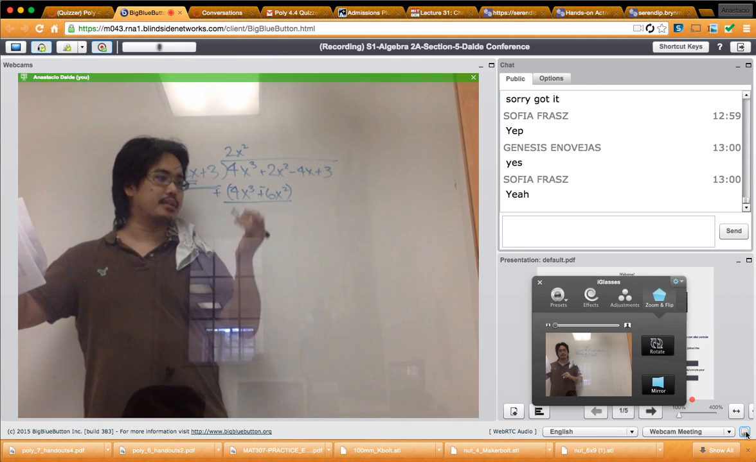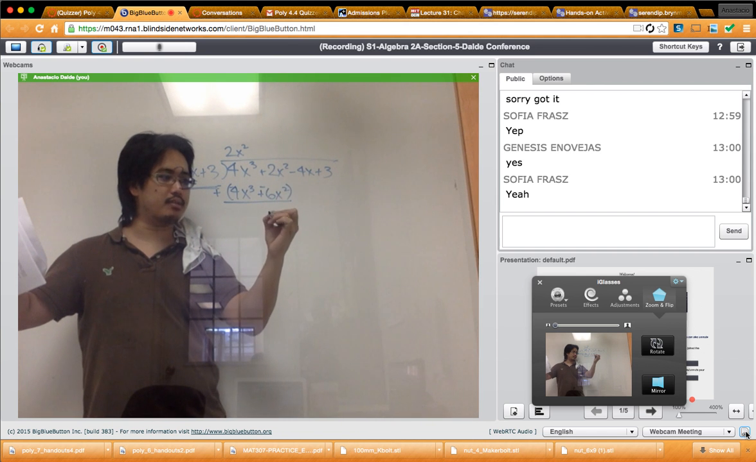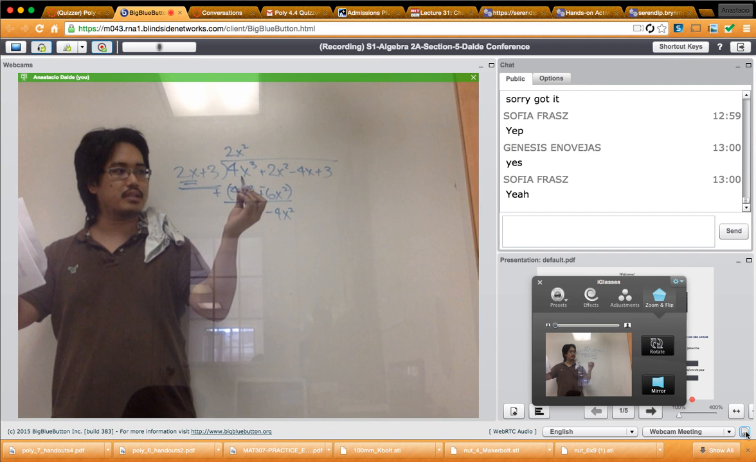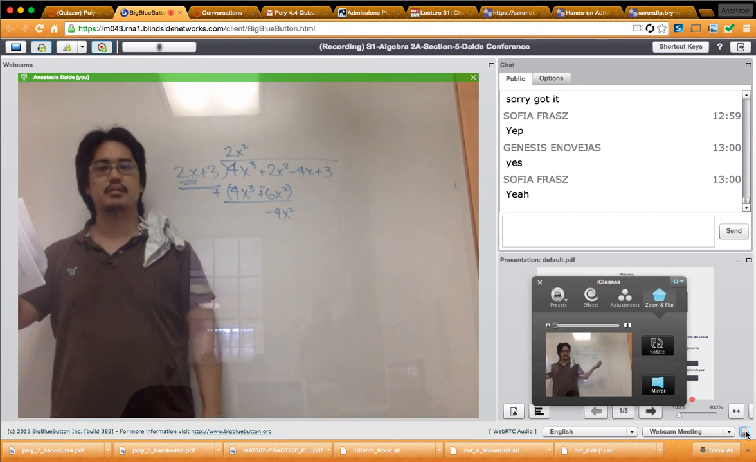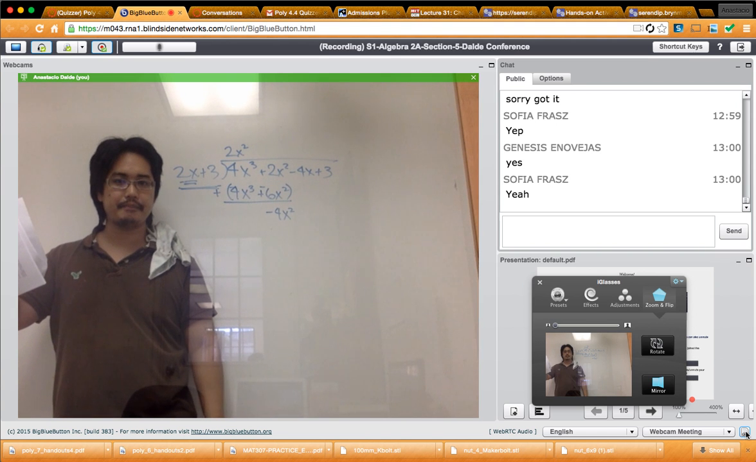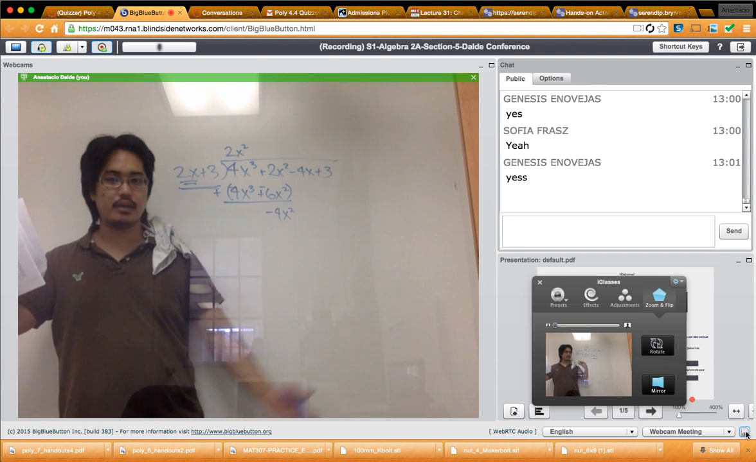All right, so I subtract this way, and 2x squared minus 6x squared gives me negative 4x squared. And then 4x cubed minus 4x cubed, so that's just 0. Are we cool with that? And then we go through the steps again. We basically rinse, wash, and repeat.